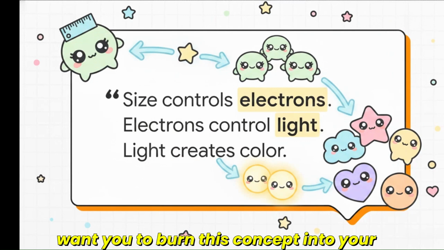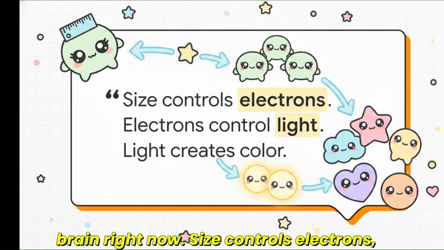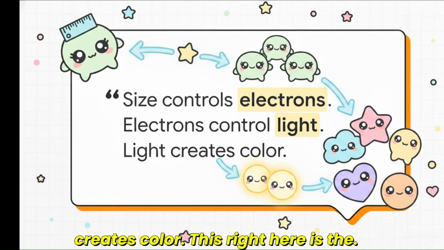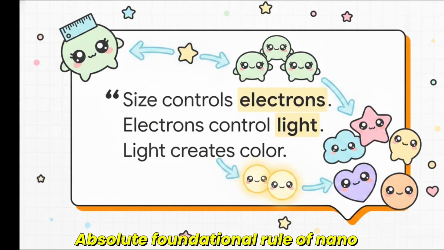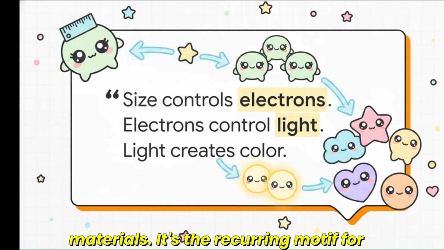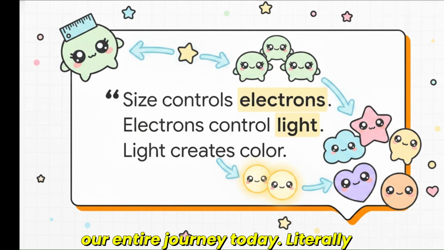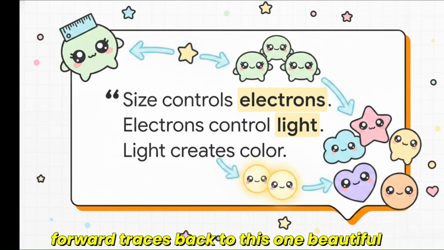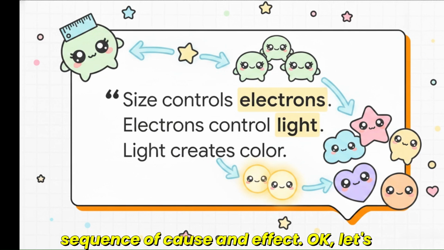I want you to burn this concept into your brain right now. Size controls electrons, electrons control light, and light creates color. This right here is the absolute foundational rule of nanomaterials. It's the recurring motif for our entire journey today. Literally everything we look at from this point forward traces back to this one beautiful sequence of cause and effect.